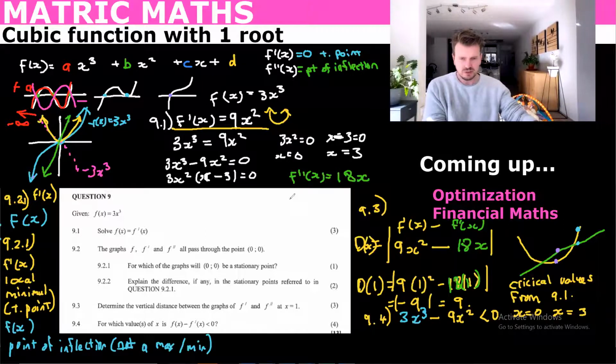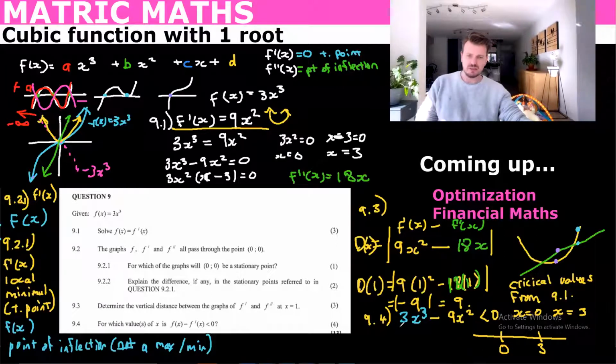So now what we do is we get a number line, and we put in our 0 and our 3. Now we can test values on either side. So say I put 0 in here. 3 times 0 cubed minus 9 times 0 squared is 0, and of course we're expecting to get 0 because that's a critical value. And if I put in 3 into this equation here, I'm also getting 0. But now we're not interested in that. We're interested in where it's negative.